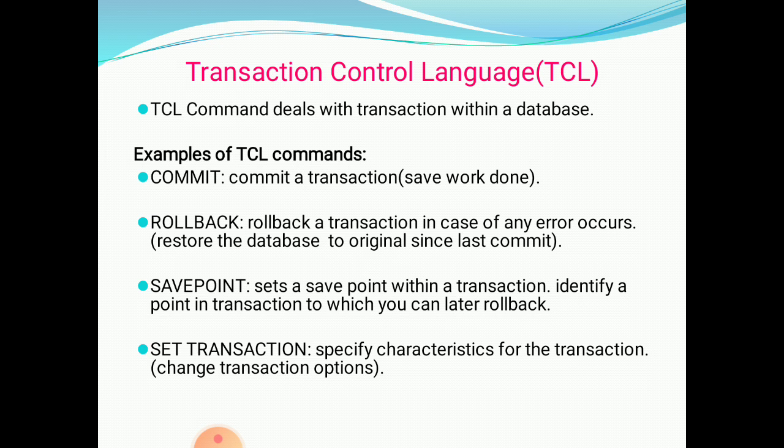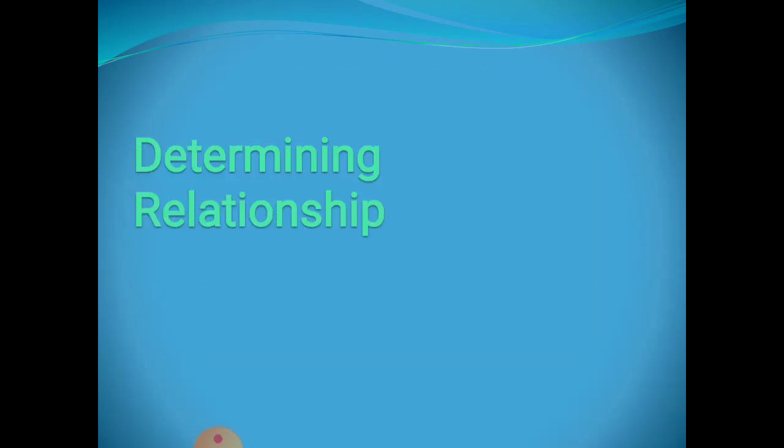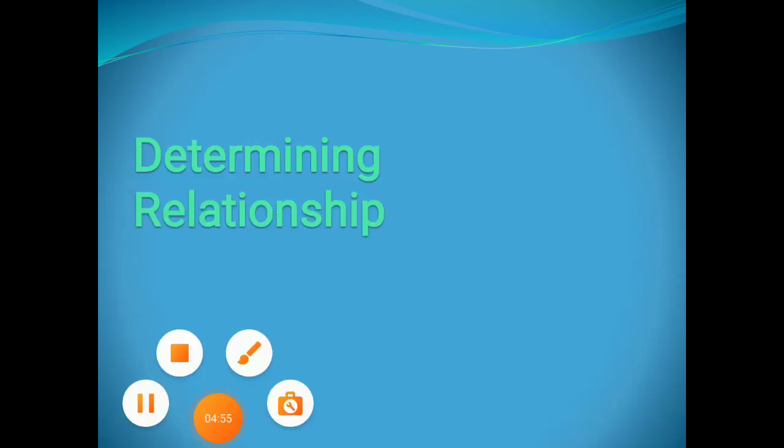Then savepoint sets a save point within a transaction. It identifies a point in the transaction to which you can later roll back. Then set transaction specifies characteristics for the transaction, meaning it changes the transaction options. Whatever transaction you have saved, if you want changes, then you can do so using these TCL commands. Then determining relationship.